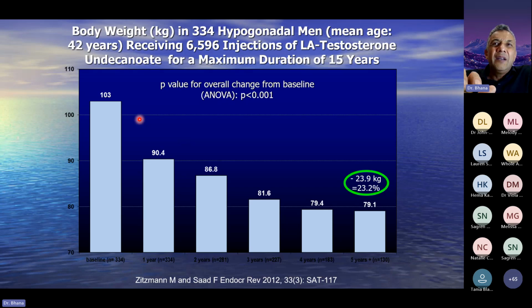And here, mean age of 42, over 300 men, using over 6,500 injections over a 15-year period. Average waist circumference at the beginning of the study was 103, with absolutely no other change in their other treatment. Look what happens. The weight comes down from 103 to a massive, almost 25 kilogram weight reduction over a 5-year period. So that's what testosterone can do.